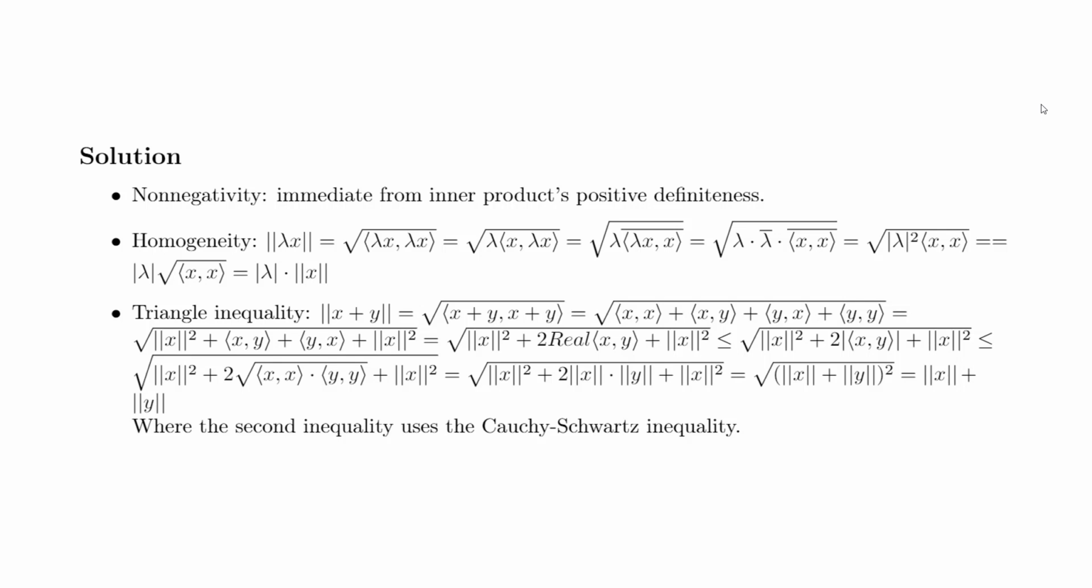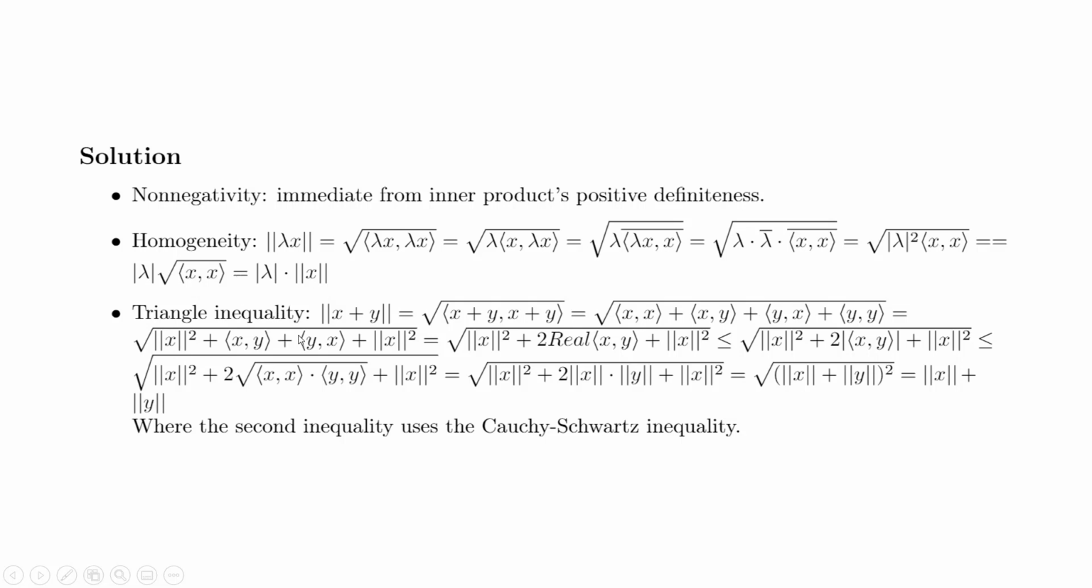Non-negativity is simple. Taking the inner product of x and x, and then taking the square root of that would always give you a non-negative number. Homogeneity can be derived using the definition of the induced norm. We can simply take lambda out over here because of the linearity of the inner product, and then flip this entire expression and conjugate it to the conjugate part of the inner product, taking lambda conjugate out. Then we get the absolute value of lambda squared in the square root. Taking that out of the square root would give us what we wanted.